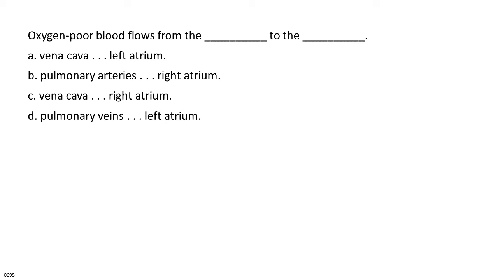Oxygen-poor blood flows from the blank to the blank. A. Vena cava, left atrium. B. Pulmonary arteries, right atrium. C. Vena cava, right atrium. D. Pulmonary veins, left atrium.